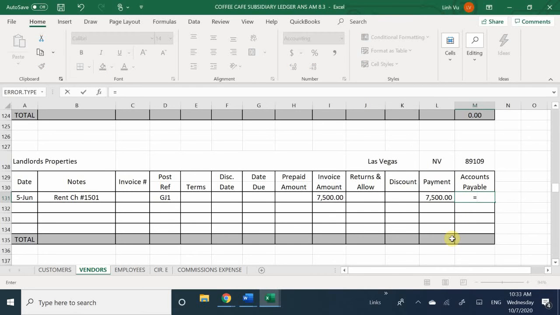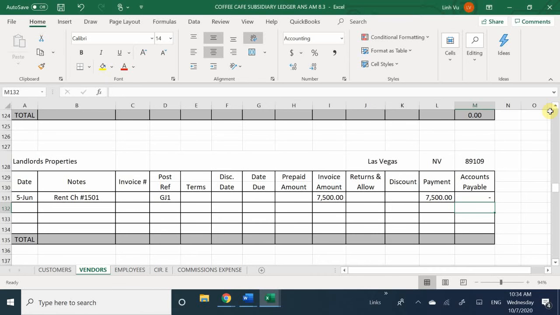So how this works is you're going to take your invoice amount, right? You're going to subtract any prepaid amounts. You're going to subtract any returns and allowances. You're going to subtract any discounts. And lastly, you're going to subtract any payments. So in this case, I should have 0 as my accounts payable. To this vendor, I owe them nothing. Okay, and it's true. But they owe you in service because you paid them in advance.